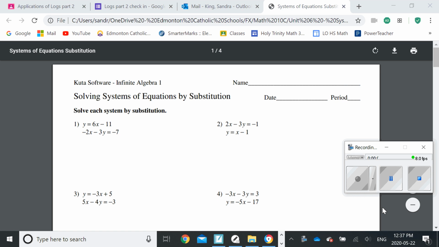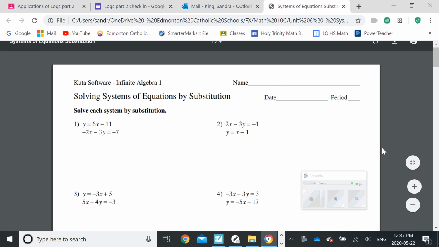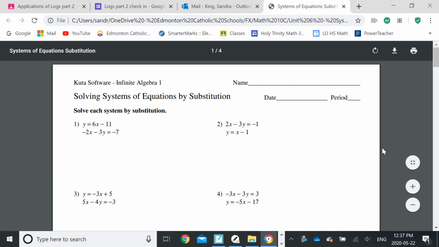Good morning, Math 10Cs. I've gotten a couple of emails that some of you are a little bit confused on the substitution method, and can I just go through a couple of examples?